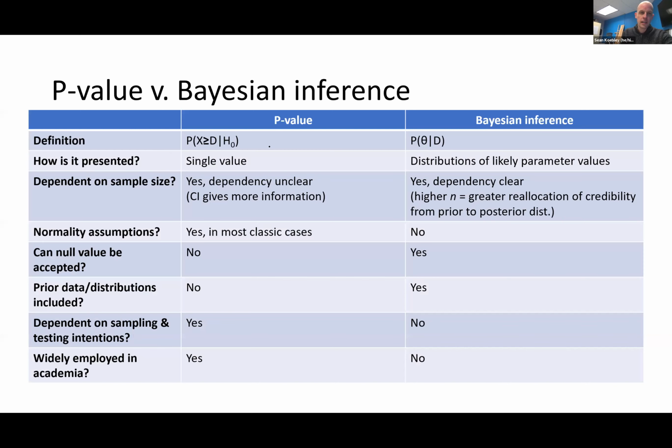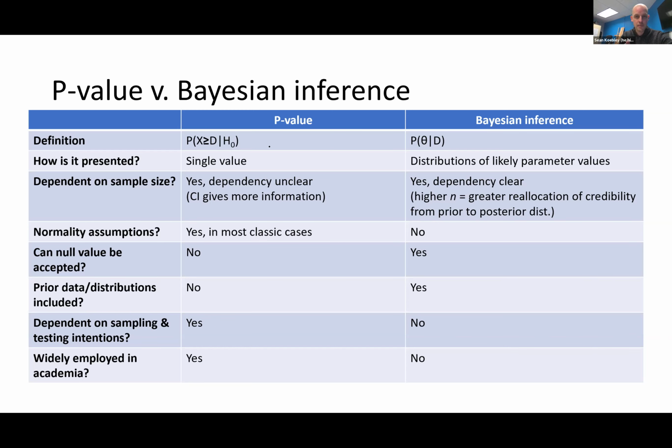So finally, last slide here, I just want to do a quick comparison between the p-value and Bayesian inference. Those are the definitions up at the top there, and you can see, for me, the Bayesian inference, the posterior, the p of theta given d, is much more intuitive. They're presented very differently. P-value is a single value. Bayesian inference, you get distributions for each one of your parameter values. Is it dependent on sample size? Both are. It's much more unclear with a p-value what the effect of that population is. Are there normality assumptions? In most cases, classic cases in the p-value, yes. No, Bayesian inference, you just decide what your distributions are, and you're transparent with those decisions.